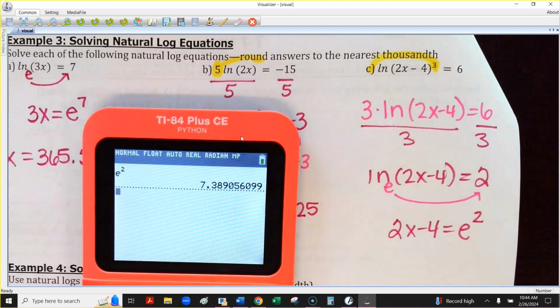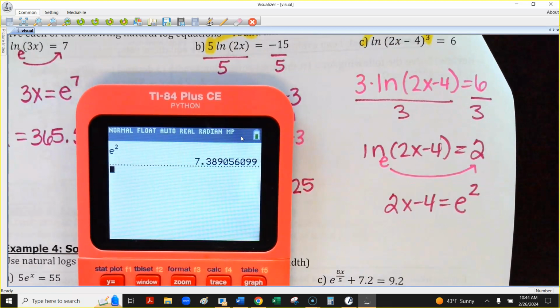Okay, now for this one, we'd have to do 2 steps, right? Because my exponent was 2x minus 4. What would you do first after you squared the e?